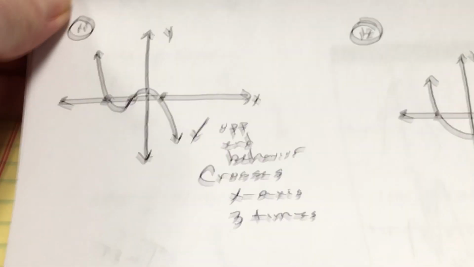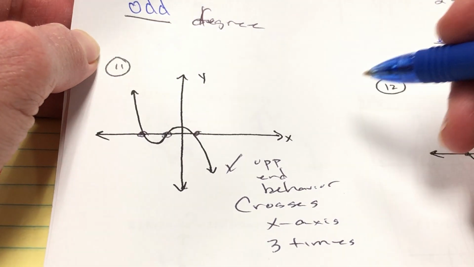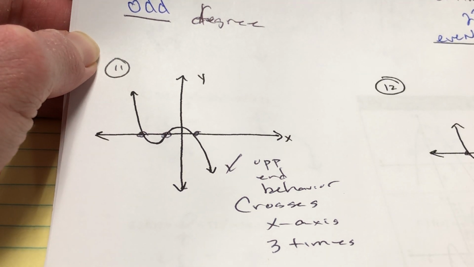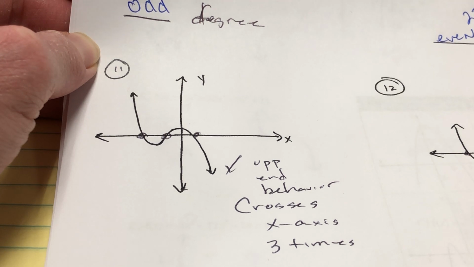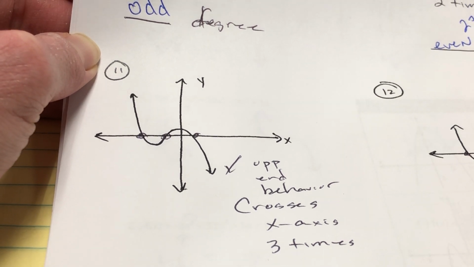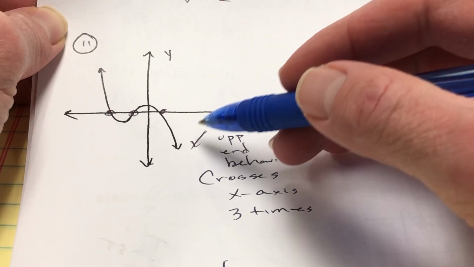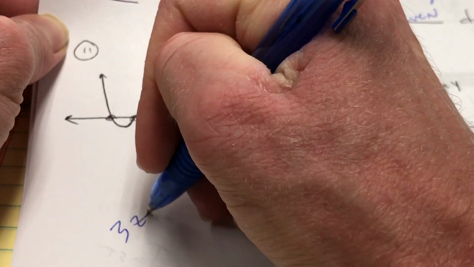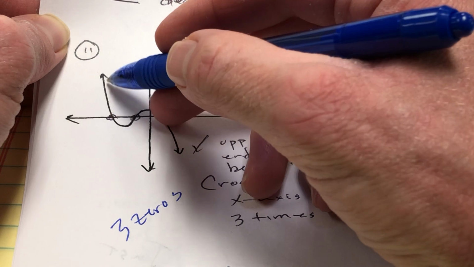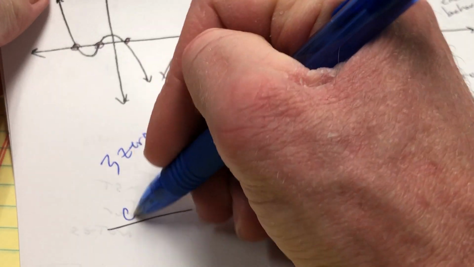Even degree on 11. Opposite end behavior. Yeah, the function is even degree, even degree. All right, so 11, sorry. 11, it crosses the x-axis 3 times, so it has 3 zeros. And look at the end behavior. The end behavior is up, down. That's opposite. Opposite end behavior, odd degree.